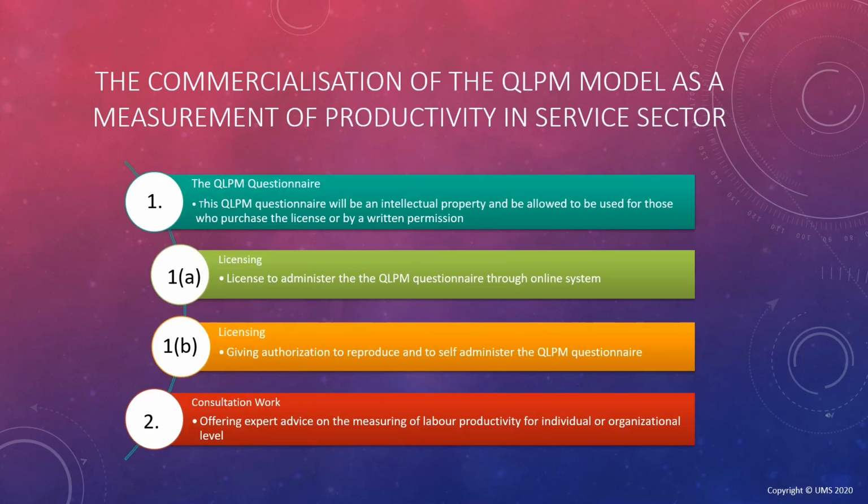There is potential for commercializing the QLPM in these ways. One, this QLPM questionnaire will be intellectual property and be allowed to be used by those who purchase the license or by written permission. Two, giving a license to administer the QLPM questionnaire through an online system. Three, giving authorization to reproduce and to self-administer the QLPM questionnaire. Four, offering expert advice on the measuring of labor productivity for individual or organizational level.